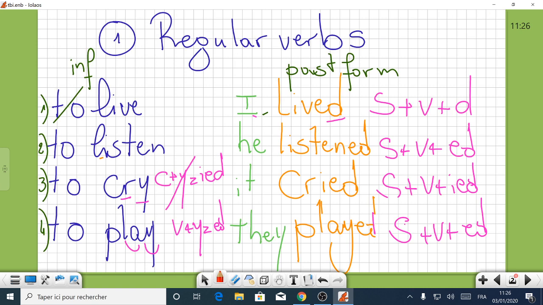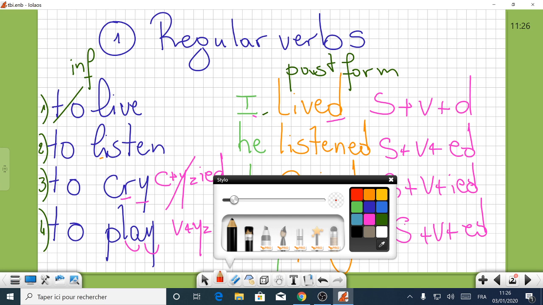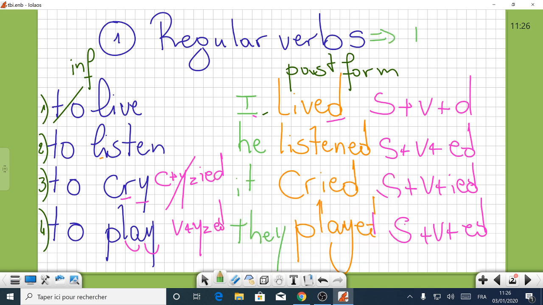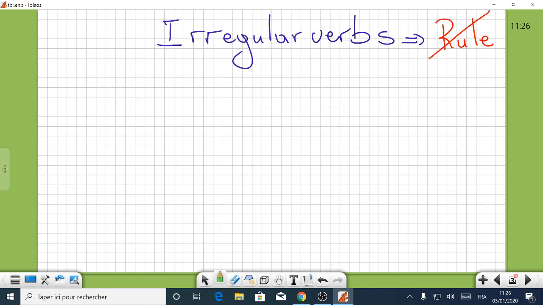And here we have a rule, but in the second one we don't have a rule, so they come arbitrary, and we cannot guess what the past form can be, and this is why we should learn them by heart. So I will just give you some examples of irregular verbs that we have in English, and we will see if we can get a rule or not.